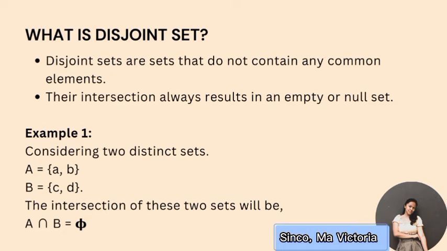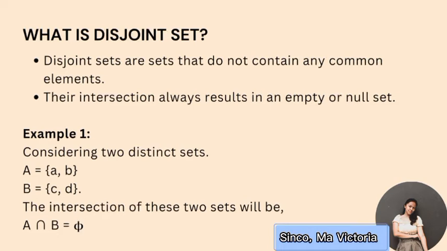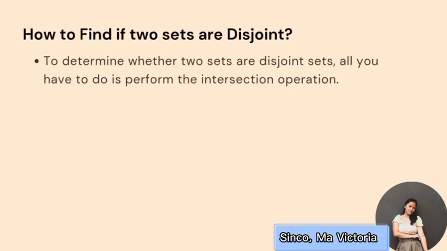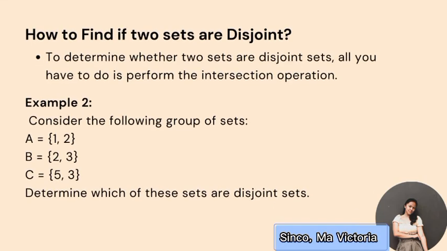The intersection of these two sets will be A intersection B equals the null set. Hence, we can conclude that the intersection of disjoint sets will always result in a null set. But we have to remember that not every null set intersection means the sets are disjoint. Now, how do we find out if two sets are disjoint? To determine whether two sets are disjoint, all we have to do is perform the intersection operation.